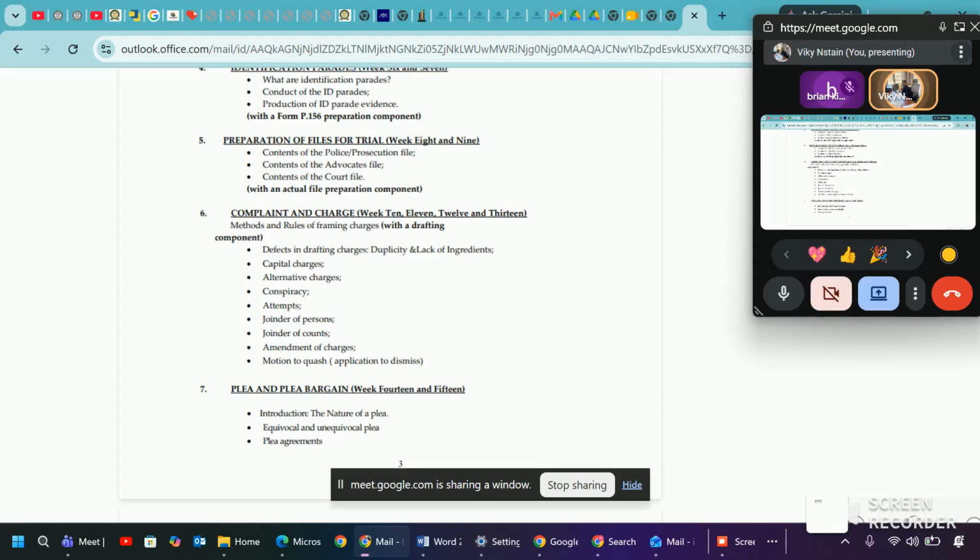Then another key takeaway is that one offense per count. Don't bundle two distinct acts in one count.